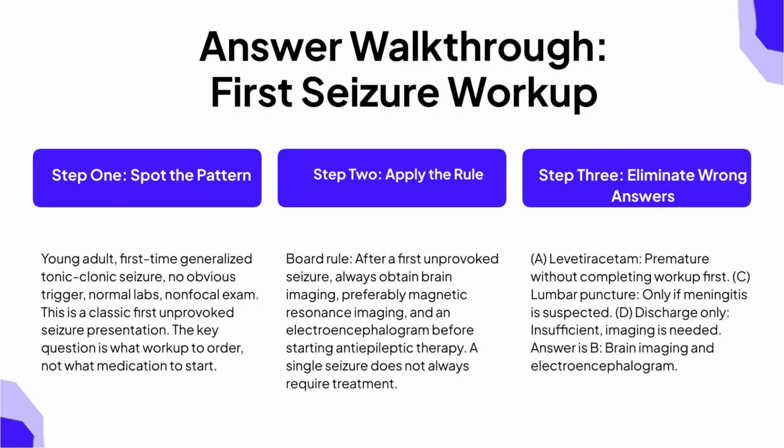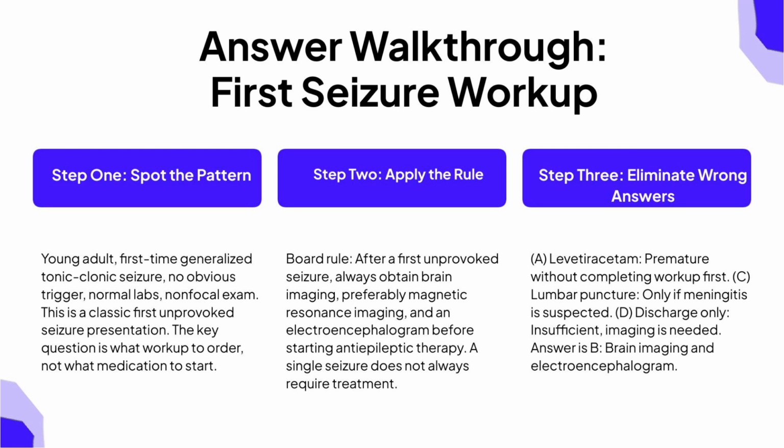Let us walk through this one step by step. Step 1. Spot the pattern. This is a young adult with a first-time unprovoked seizure. No obvious trigger, normal labs, non-focal exam. Step 2. Apply the rule. After a first unprovoked seizure, the board rule is to obtain brain imaging, preferably magnetic resonance imaging, and an electroencephalogram before starting treatment. Not every first seizure requires lifelong antiepileptic therapy.